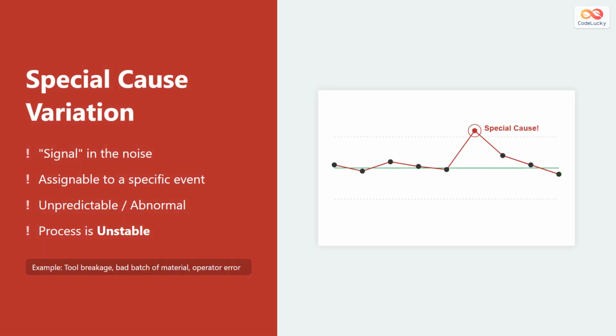The second type is special cause variation. This is a signal in the noise. It is assignable to a specific, unusual event, like a tool breaking, a bad batch of material, or operator error. This type of variation is unpredictable and makes the process unstable.